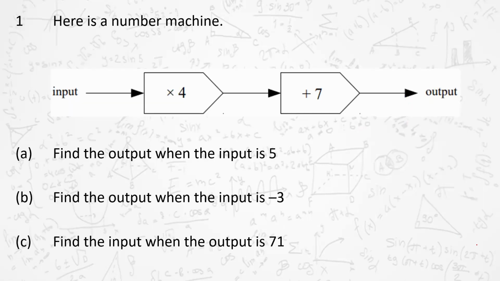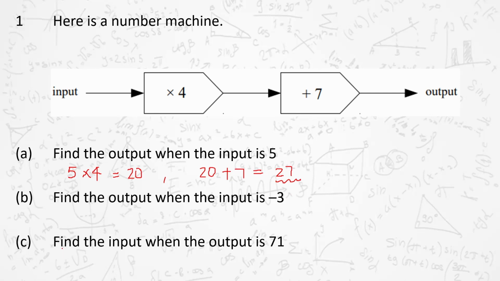Question 1. Here's a number machine. A. Find the output when the input is 5. First step is 5 times by 4, which gives us 20. Then the next step is plus 7. So 20 plus 7 equals 27. So 27 is my answer.